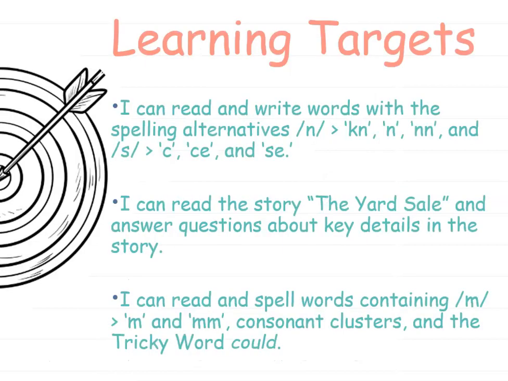Let's look at our learning targets. I can read and write words with the spelling alternatives N, K-N, N, and N-N, and C, C-E, and S-E. I can read the story The Yard Sale and answer questions about key details in the story. I can read and spell words containing spelled M and MM, consonant clusters, and the tricky word could.